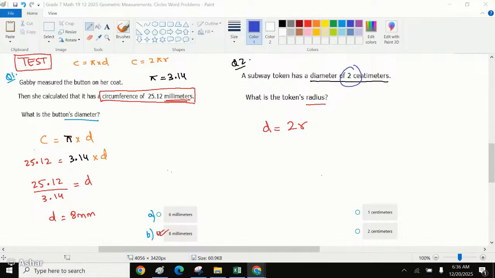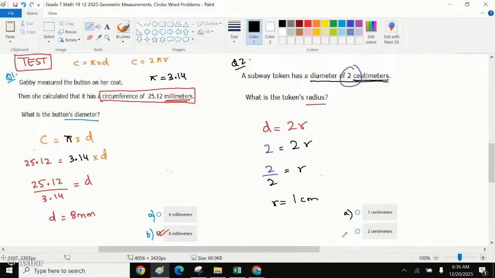Can we put down the values? Okay, great. The diameter was given as 2. That is equal to twice the radius. That means the diameter 2 is divided by the 2 on the other side, which will be equal to the radius. And the radius comes out to be 1. And this is in centimeters.